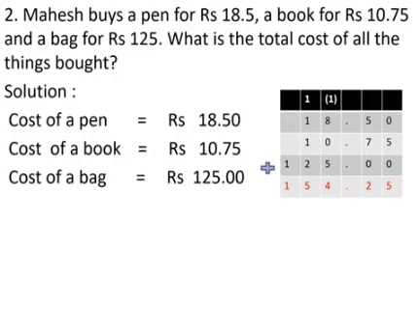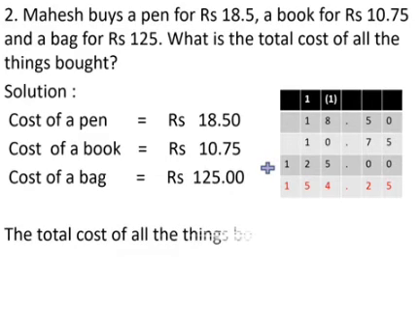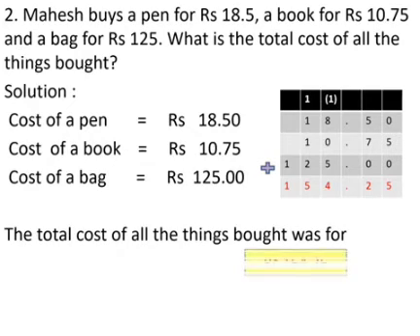1 plus 1, 2. 2 plus 1, 3. 3 plus 2, 5. The last digit is 1. You can write 1 as it is. So, after you find the answer, always remember that you have to give the final answer for that. So, the total cost of all the things bought was rupees 154.25 or 154 rupees 25 paise.